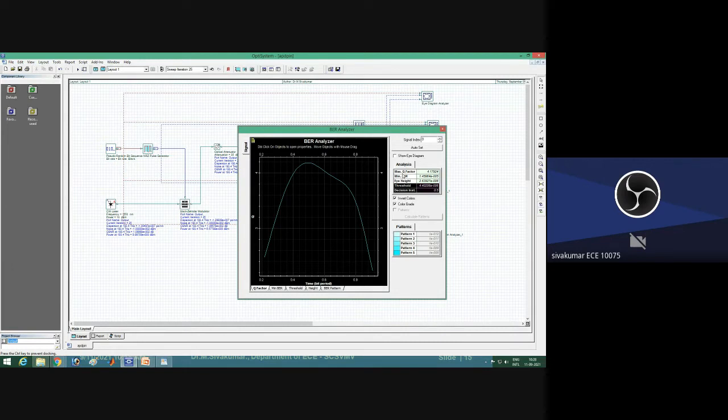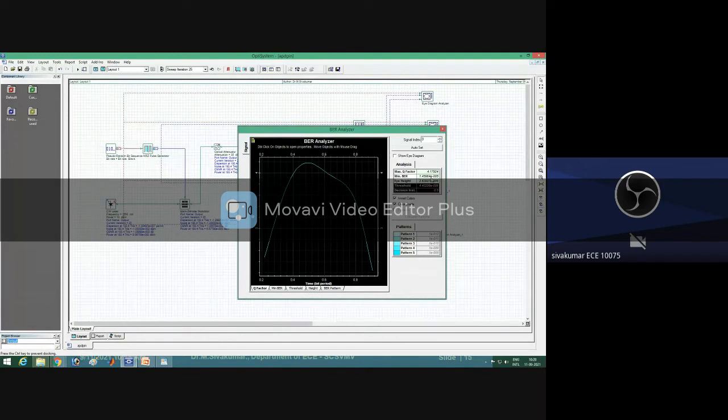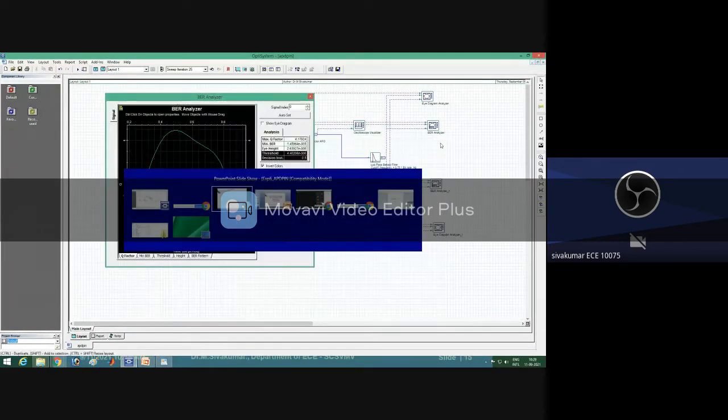You find out the maximum Q factor value for the first photodetector. It is a BER analyzer. For the first photodetector values, the maximum Q factor is 4. The minimum BER is 1.4, and the height is 2.63. In this manner, just calculate along with this one.